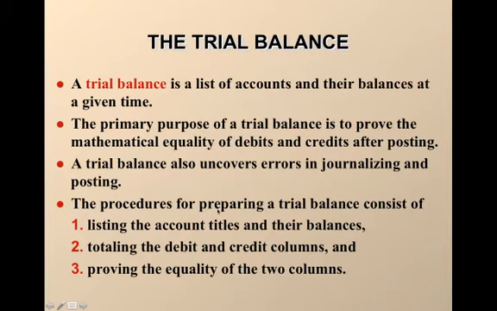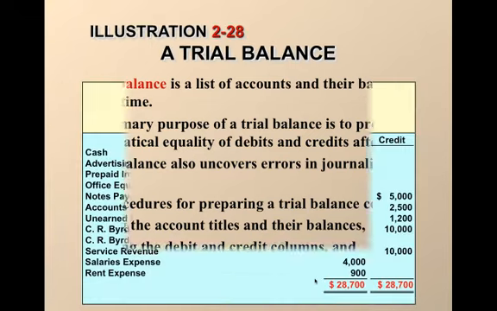The procedures for preparing a trial balance consist of: 1. Listing the account titles and their balances, 2. Totaling their balances, either on the debit or credit side, and 3. Making sure that the debits and credits equal. That's what I mean by proving the equality of the two columns. Make sure your debits equal your credits.